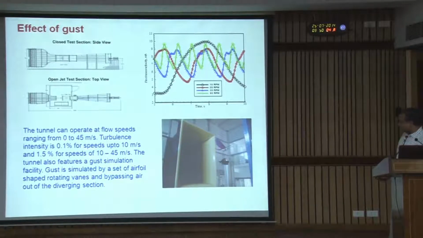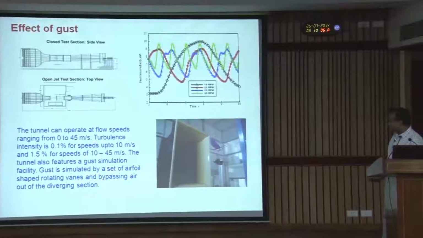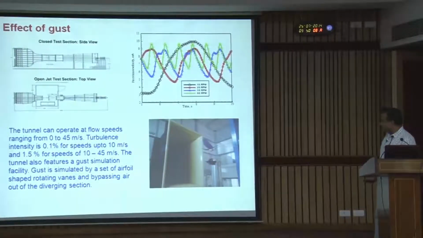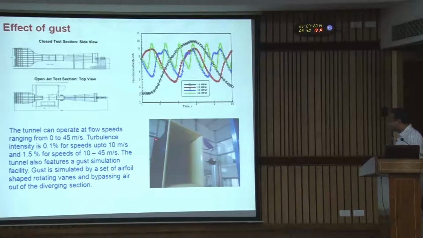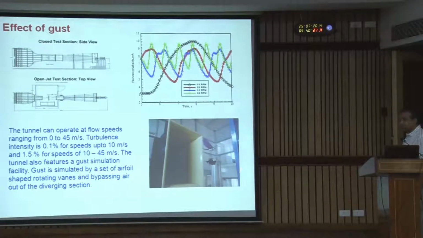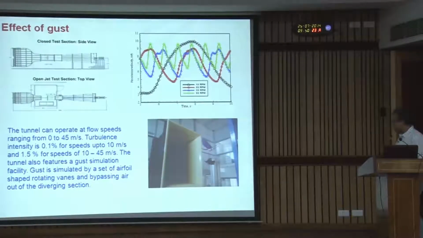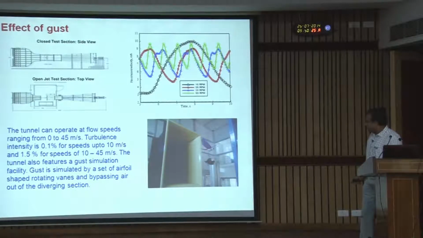This tunnel has a velocity range of 0 to 45 meters per second, with a low turbulence level of about 0.1% up to 10 meters per second. This tunnel is designed to operate at low speed, so it is a good tunnel. It also has an open jet section, so there is no wall here, and wall interference is not there when flapping.